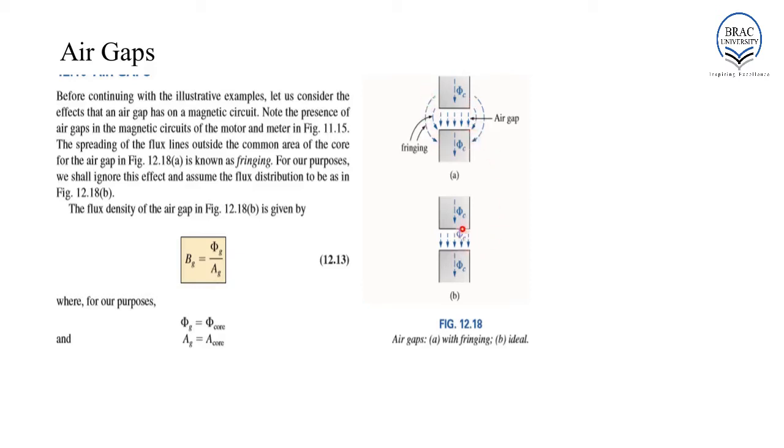While doing the math, we have to ignore this fringing effect. We will assume that all the flux lines will pass through the air gap and there will be no fringing. That is, we will be considering the ideal case while we solve the maths. The flux density of the air gap can be determined using the formula Bg equals phi g by Ag, where phi g will be equal to phi core and Ag will be equal to A core.